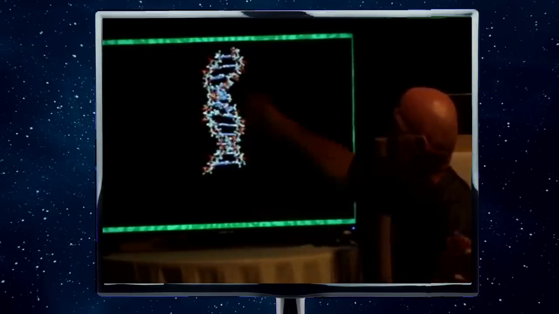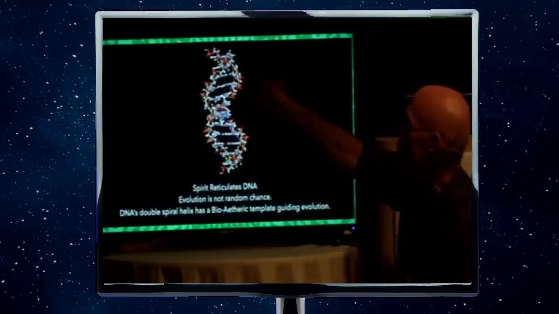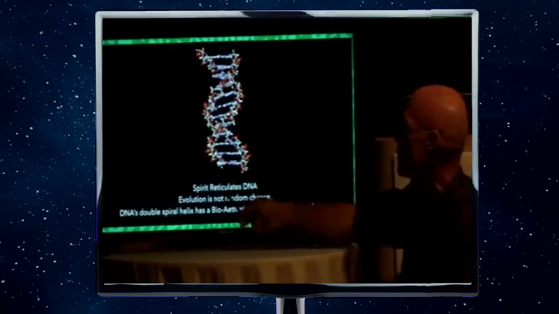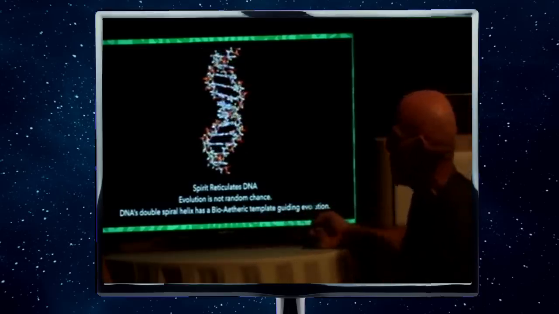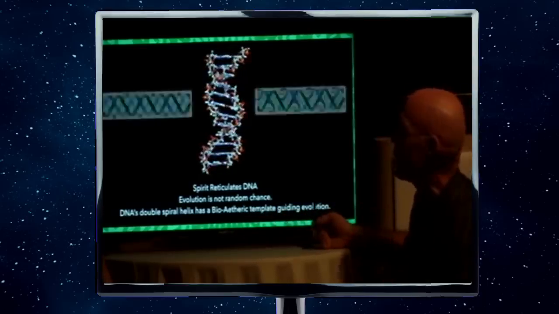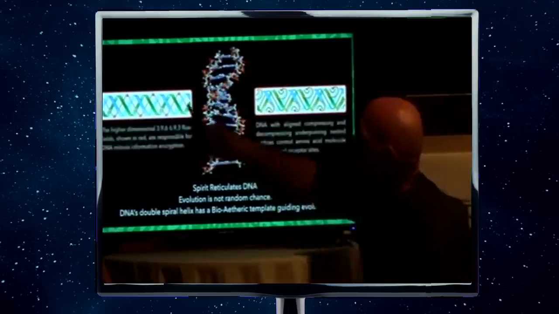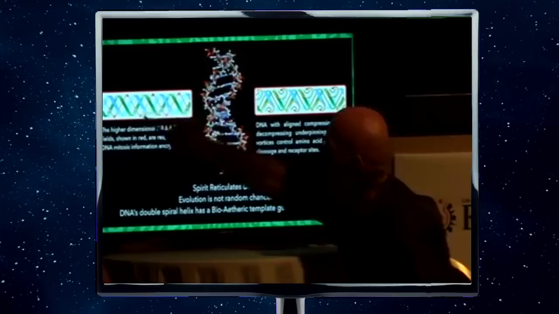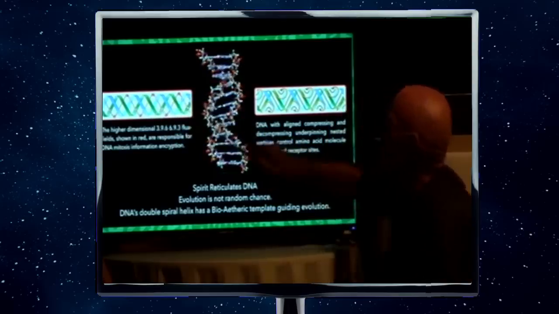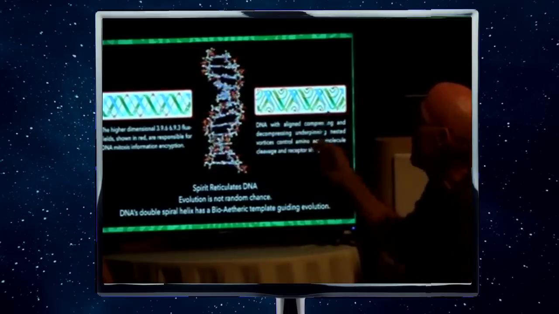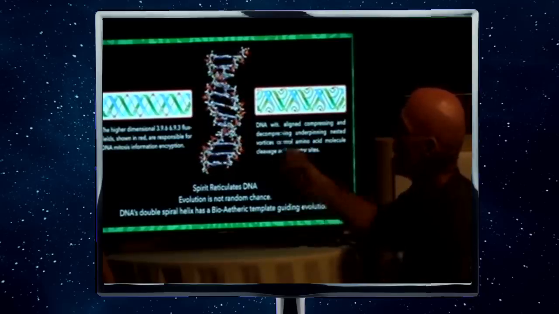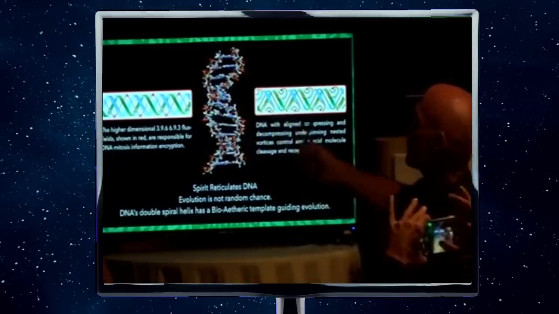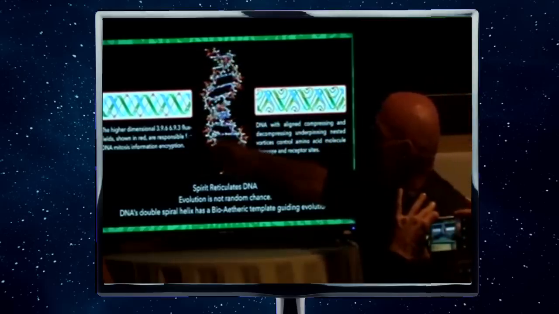There's DNA. See the big gap space? That's called the major groove. Then we'll have the minor groove. Spirit reticulates DNA. Evolution is not random chance. DNA's double spiral helix has a bioetheric template guiding evolution. I wish I was kidding. I'm not. There's the double helix, but no one ever models the third component, which is the bioetheric template, the flux field. There's eddy currents, the nested vortices. I said it controls a spaceship. It controls DNA. It controls all information, sister strand unraveling, mitosis, cellular communication.